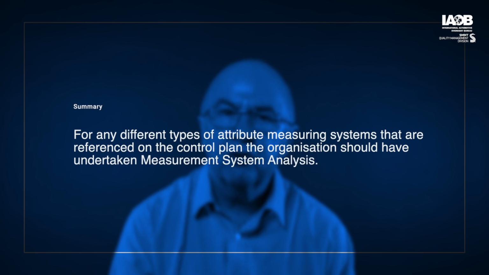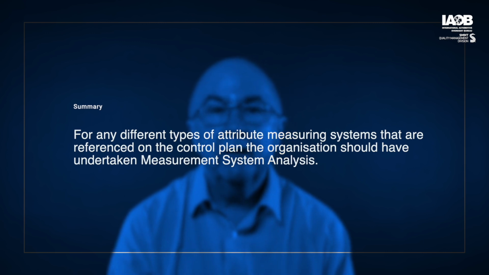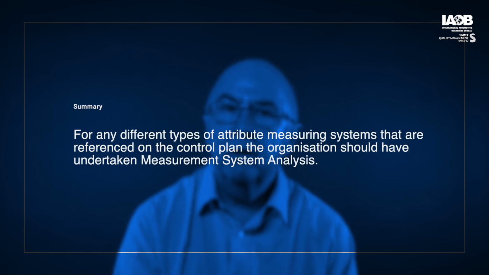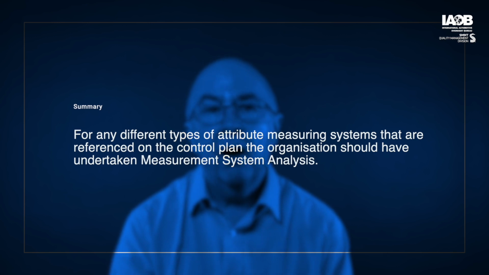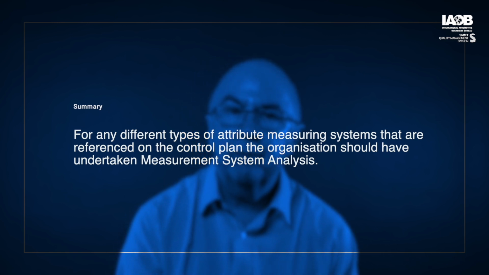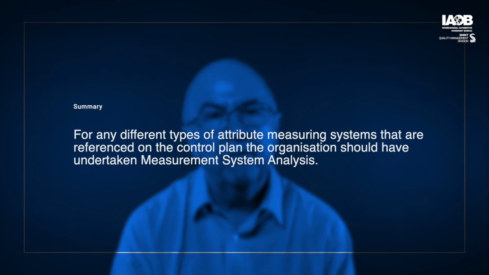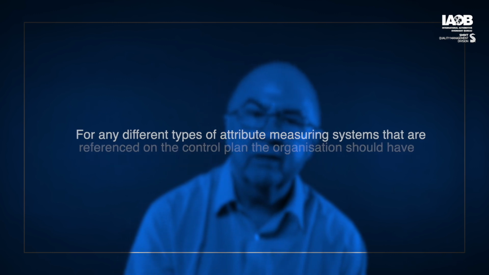So let's summarize. For any different types of attribute measuring systems that are referenced on the control plan, the organization should have undertaken measurement system analysis. And in an audit, particularly on the shop floor, the auditor should be looking at what types of attribute measurement systems are being used within the production process, and then challenge the organization on the studies that have been undertaken, and also challenging the organization on their understanding of basic statistical concepts.